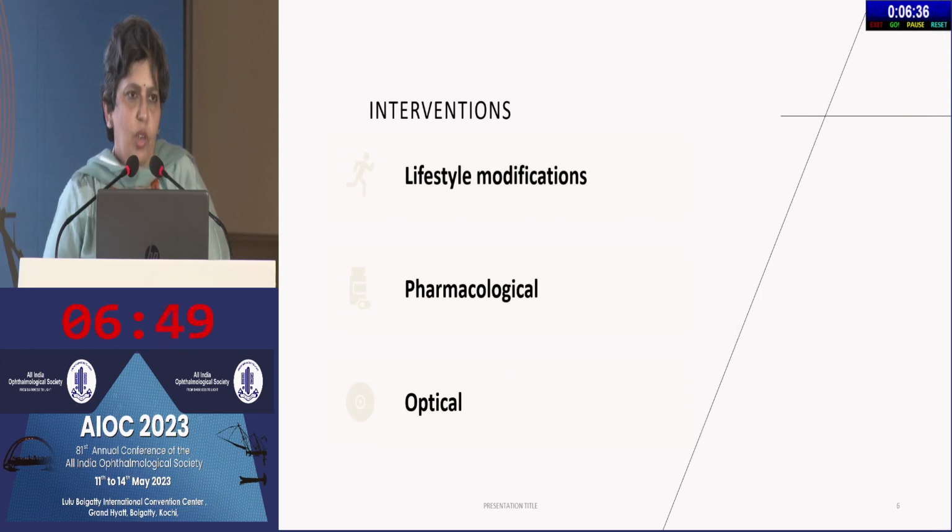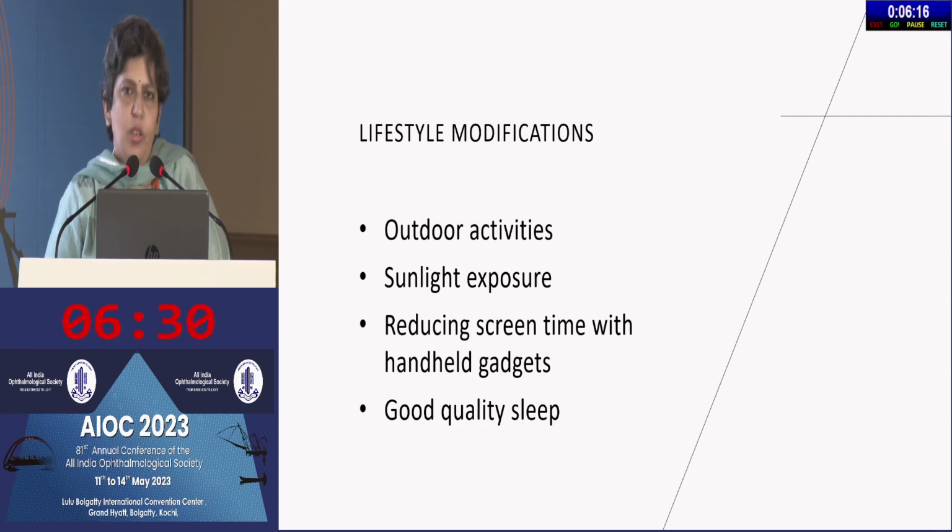So what is the update on interventions? Previously, our interventions were limited to glasses or contact lenses, but now you need a little bit of chair time. Our interventions fall in three groups: lifestyle modifications, pharmacological, and optical interventions. So what are the lifestyle modifications? Outdoor activities and sunlight exposure are both known to be protective against myopia, or rather myopia progression.